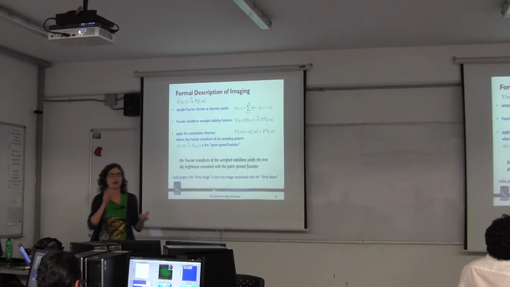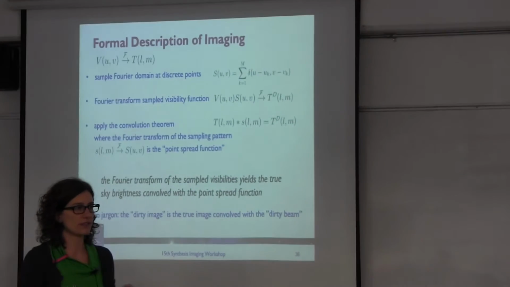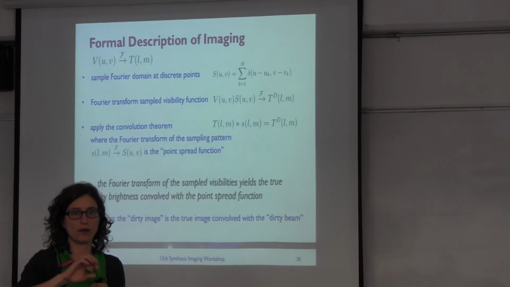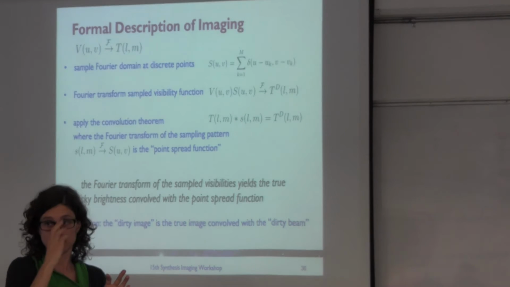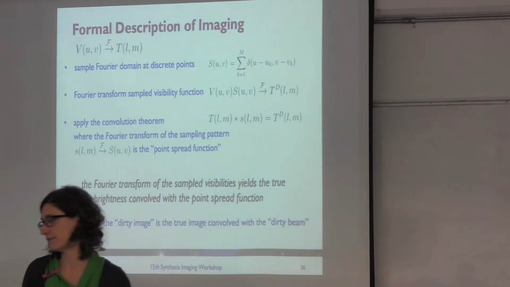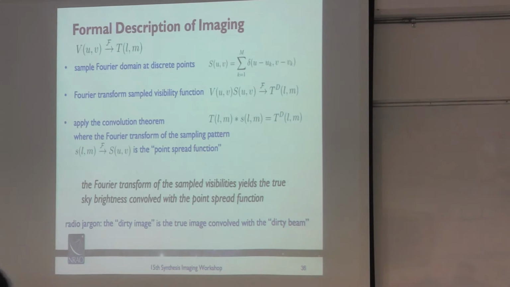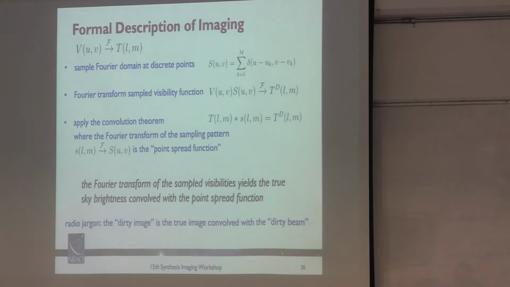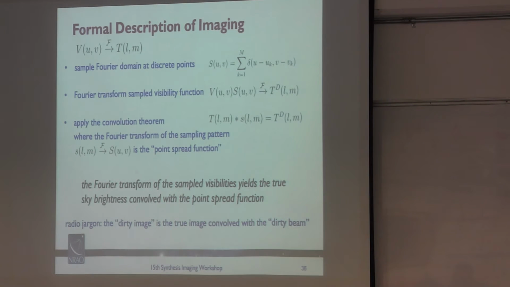So I hope that you all understood what the dirty image and the dirty beam are. Yes? No? Yes? The dirty beam is always the same image, or does it depend on the real image? No, the dirty beam is independent of the source that you are observing. It depends on the sampling, or on your array.